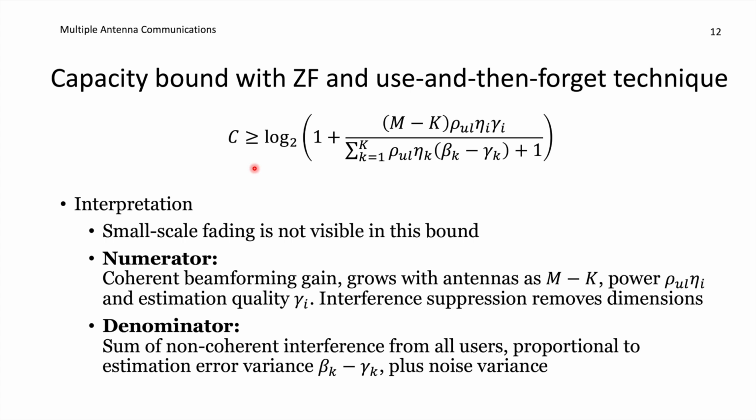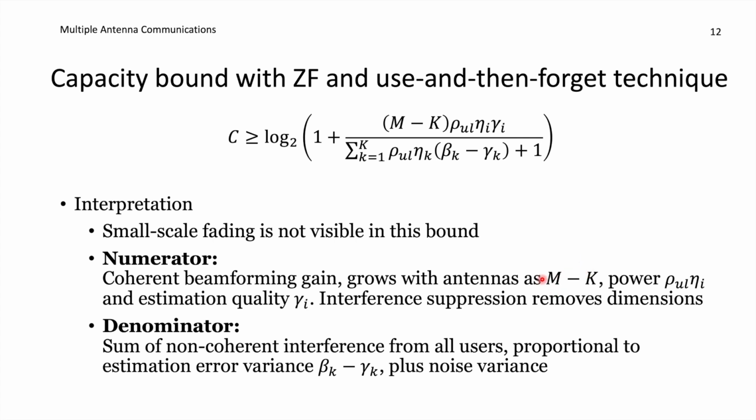This capacity lower bound has the typical form log2 of 1 plus a signal-to-interference-and-noise ratio. There is no small-scale fading visible here because we already averaged over the randomness. In the numerator, we have three different types of terms. We have a coherent beamforming gain, which grows with the number of antennas as M minus K. And an expression like this only makes sense when M is greater than K.